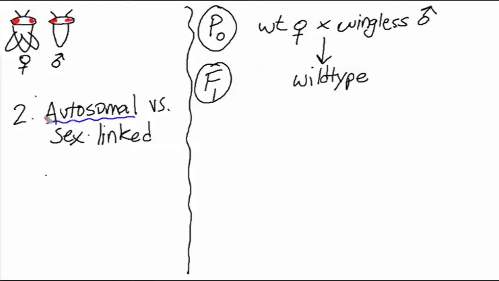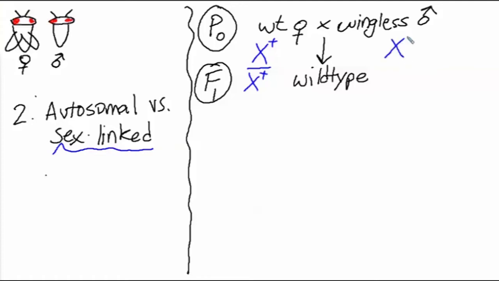Now let's write the genotypes in the scenario where the wingless trait is sex-linked. Our wild-type fly has two wild-type copies of the X chromosome. When we're dealing with sex-linked genes, we write the allelic symbol as a superscript over the X chromosome. We also assume that sex-linked genes reside on the X chromosome, not the Y chromosome, because there are very few genes on the Y chromosome. The vast majority of sex-linked genes reside on the X chromosome.